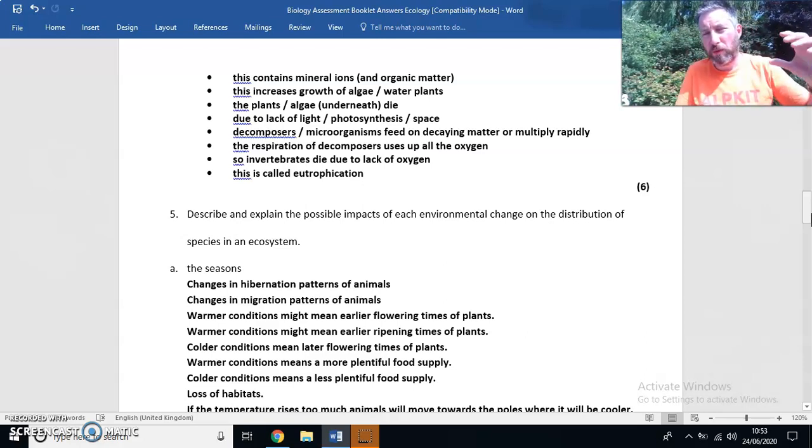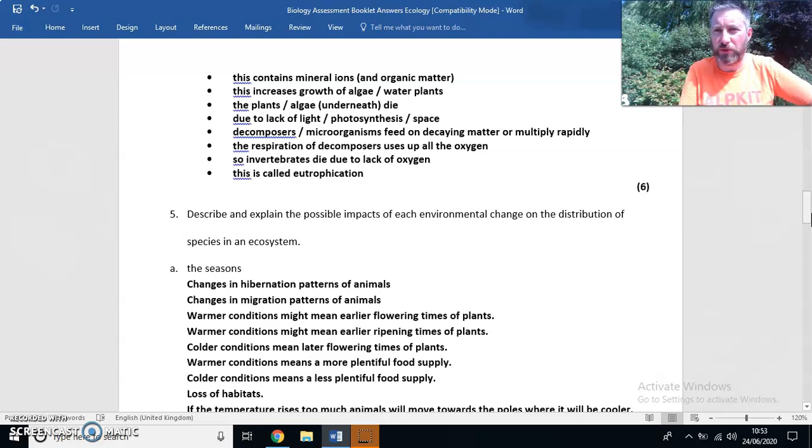Okay, nutrients go into the water, the algae grow very quickly, they block out the light, so all the aquatic plants die due to lack of photosynthesis. As the aquatic plants die, then bacteria break them down, they remove all the oxygen from the water, and all the other aquatic life, invertebrates, fish, things like that, die as well.